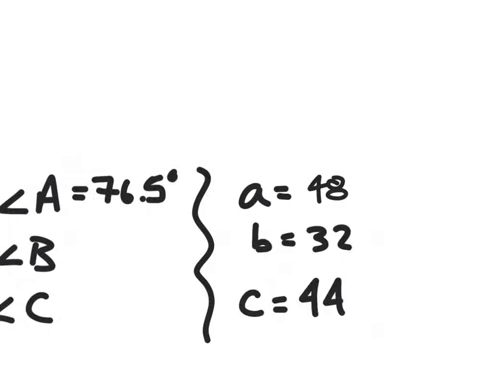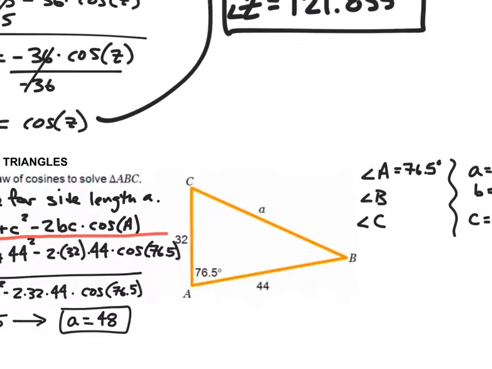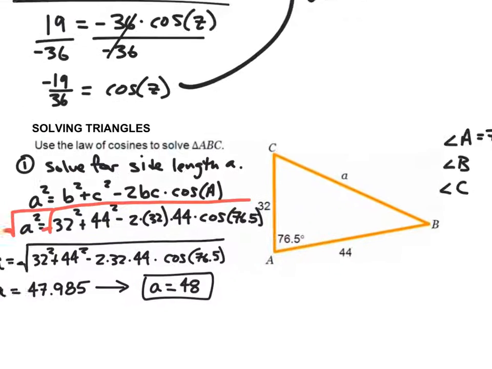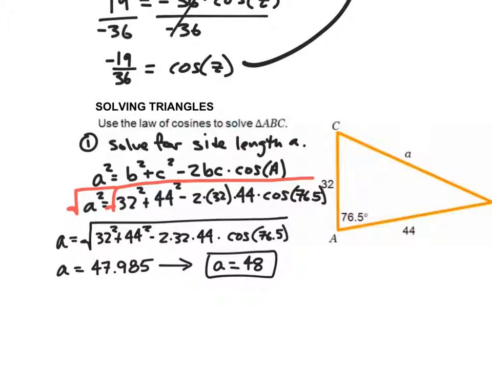All right, so now we want to find angles B and C. We use that part of law of cosines to get there. Now, it doesn't matter which one we solve for.